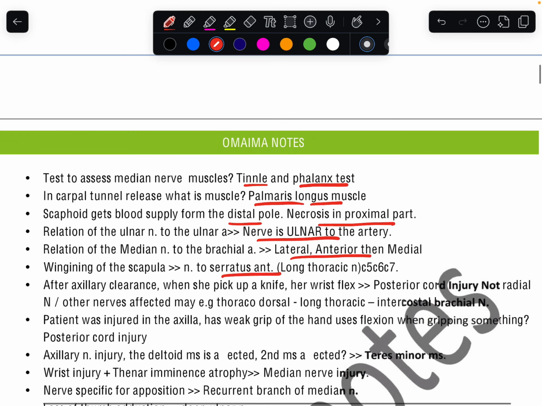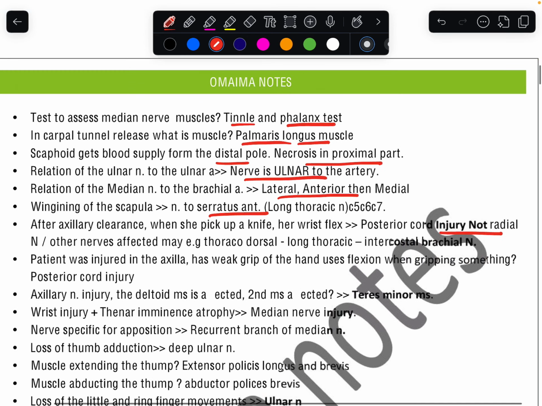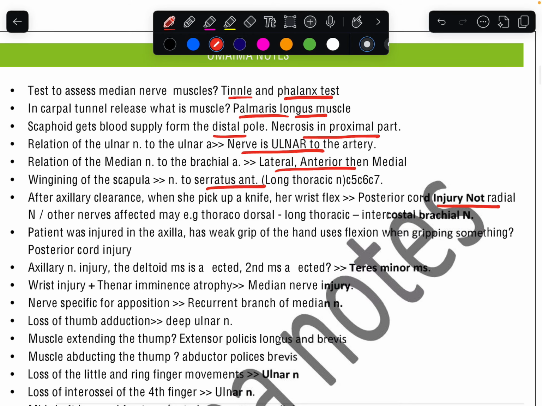Winging of scapula: serratus anterior. Wrist drop, she can pick up the knife but her wrist flexes: posterior cord injury, radial nerve. Patient injured in the axilla has a weak grip and uses flexion when gripping something. Posterior cord injury again, axillary nerve injury. Deltoid muscle; second most common is teres minor.